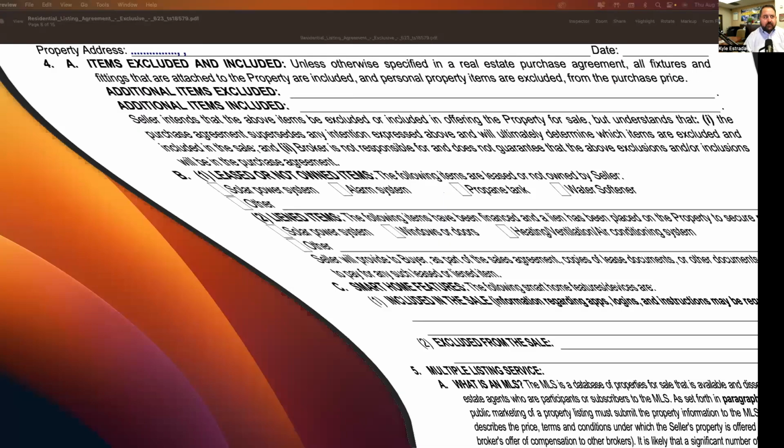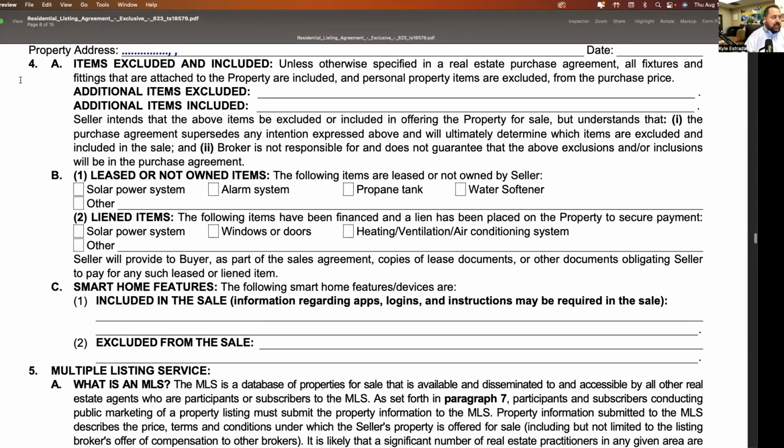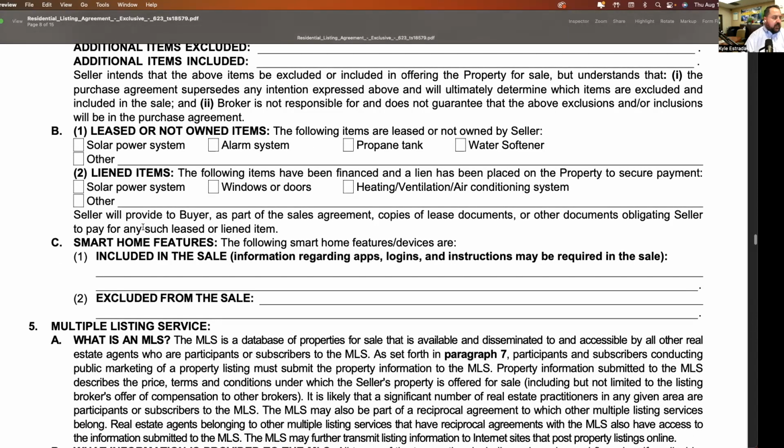the listing agreement. This added, in paragraph 4, 4C, smart home features: the following smart home features and devices are included in the sale or excluded from the sale. They just separated them out from the normal included, excluded, and leased or liened items and made their own thing, smart home features. Okay. Jesus, you have your hand up, so go ahead.